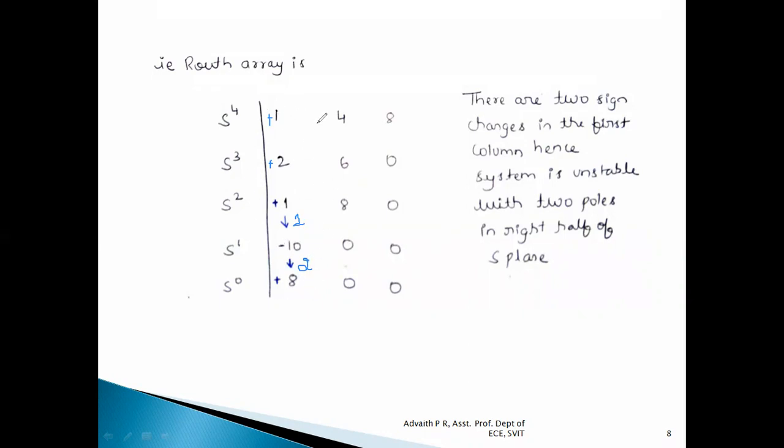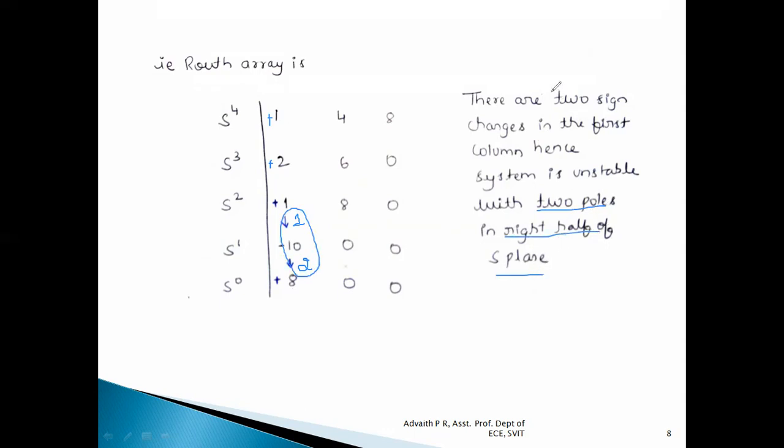Because there are two sign changes in the first column of the Routh array, if there is a sign change, then definitely the system is said to be an unstable system. So the system is unstable. Because there are two sign changes in the first column of the Routh array, therefore two poles lie on the right half of the s plane.